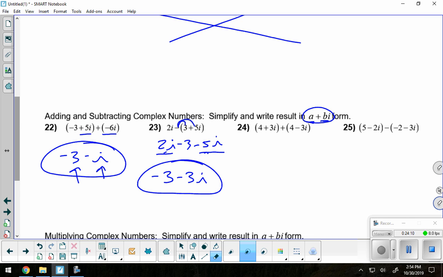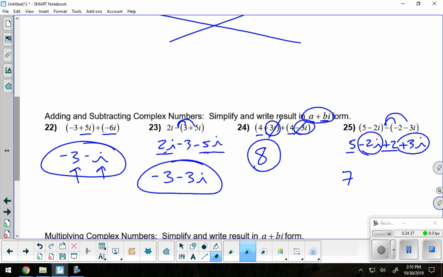Okay, number 24, adding these two. So like terms, our real numbers first, that would just be 8. And then if I have 3i and I'm adding to it negative 3i, well, those just cancel. My answer would just be 8. 25, we're subtracting again, so I would go ahead and distribute that minus sign, making this 5 minus 2i plus 2 plus 3i. Now combine like terms. 5 plus 2 is 7. Negative 2i plus 3i, that'd just be 1i. So 7 plus i. Okay?